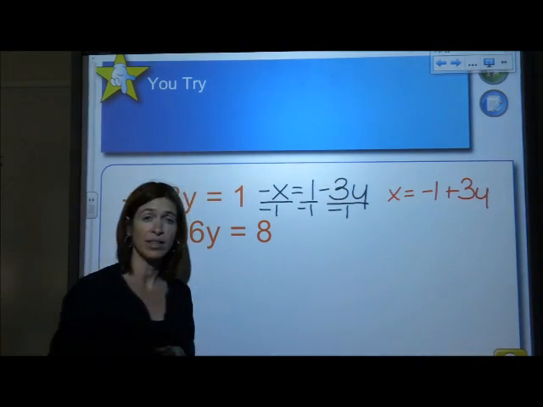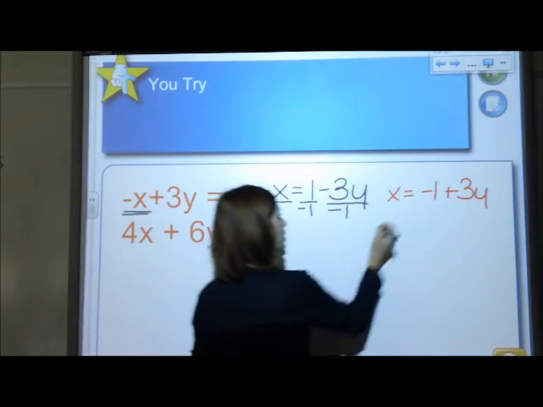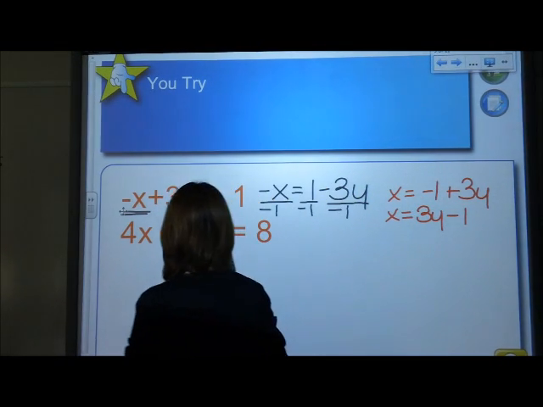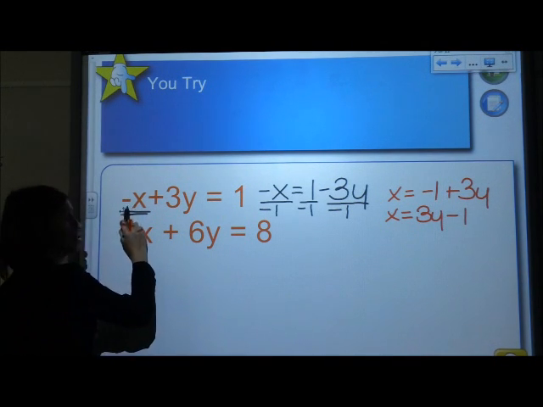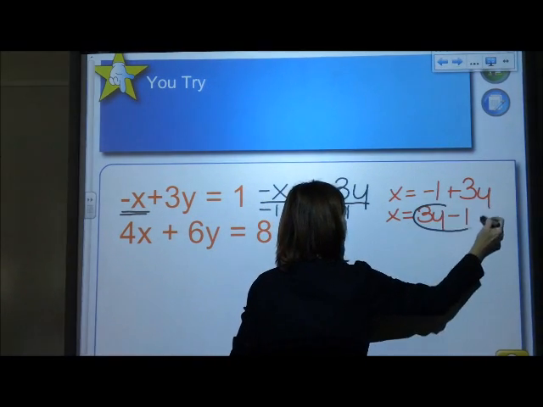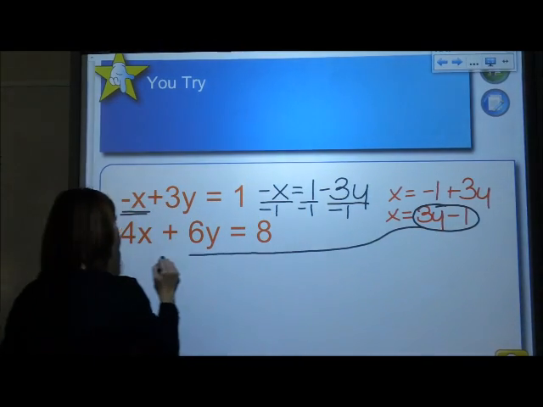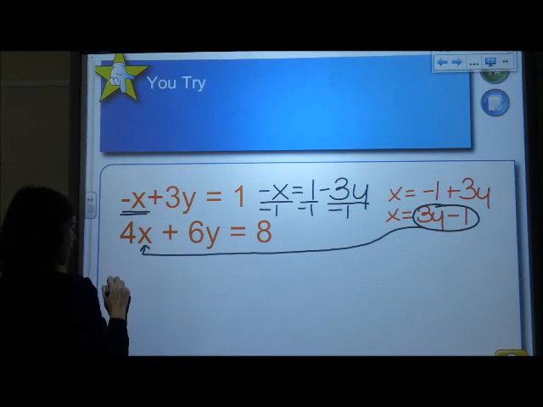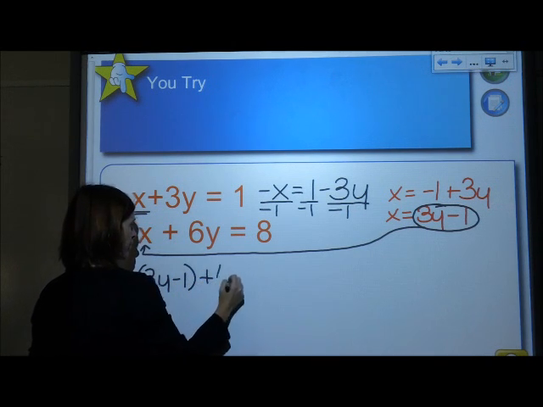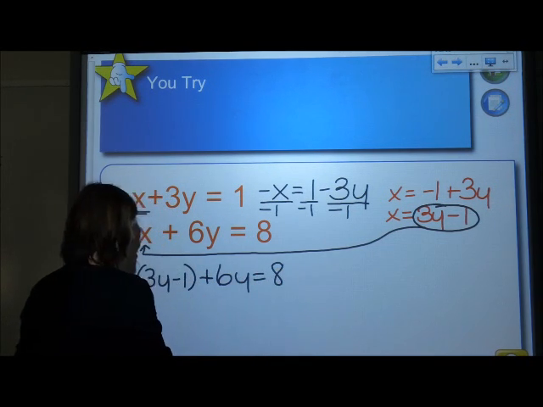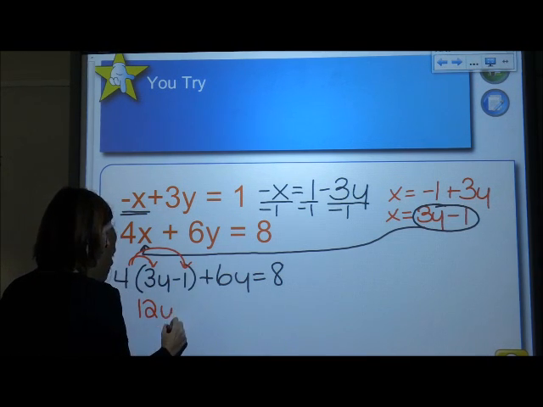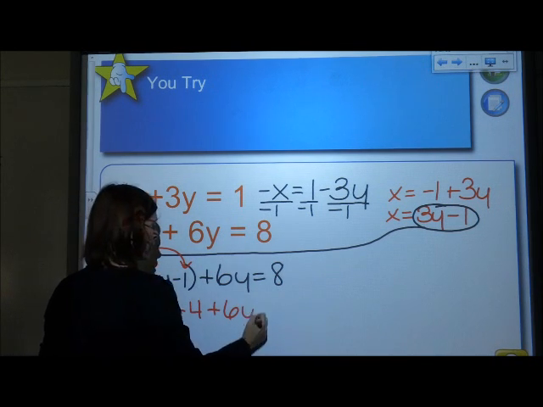Now, I don't like having negatives in the front of my expression, so I'm going to rewrite that as x equals 3y minus 1. All right. Some of you may have chosen to bring the x to the side and the 1 over originally. Now I'm going to take that new x that I have, that revised x, and plug it into the other equation wherever there is an x. Anytime I plug it in, I put it in parentheses. Okay, I distribute my 4 to everything, and I get 12y minus 4 plus 6y equals 8.